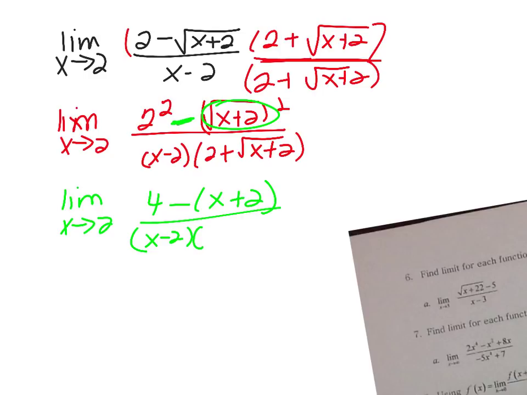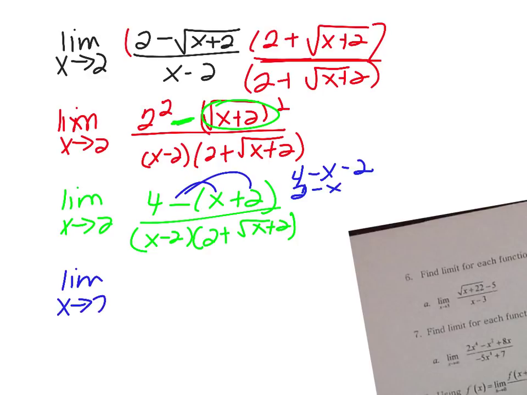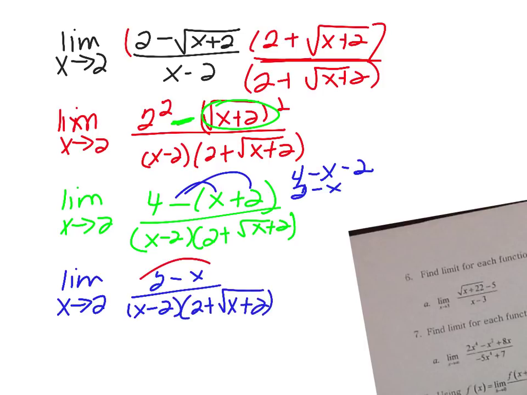And then I have here 2 plus the square root of x plus 2. So when I distribute the negative, I get 4 minus x minus 2. So then this here becomes 2 minus x. All right, so it's the limit as x approaches 2 of 2 minus x over x minus 2 times 2 plus the square root of x plus 2. Now these are actually opposites, so they reduce to negative 1.